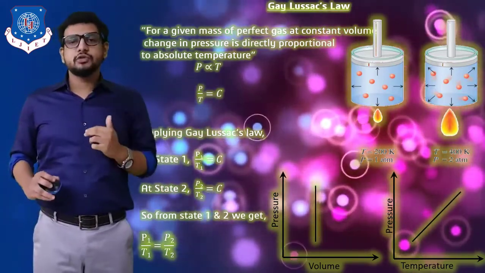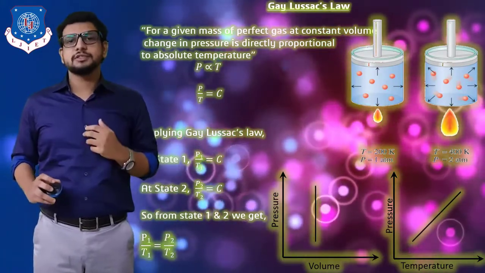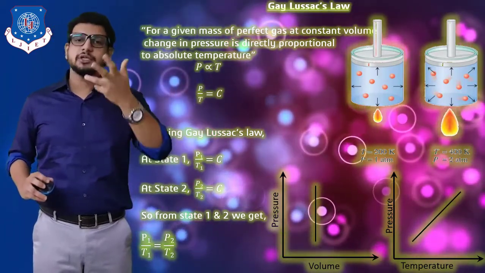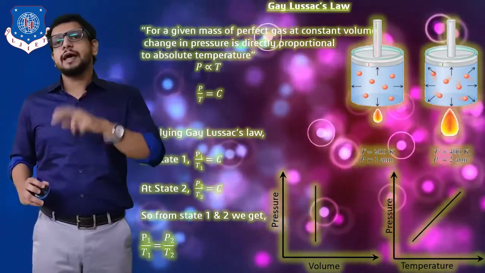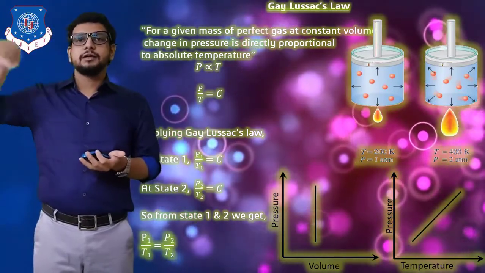And I have similarly shown a pressure versus temperature diagram. As we know, the relationship is linear between pressure and temperature. If pressure is doubled and temperature is also doubled, the PT diagram, pressure versus temperature diagram, will be a linear one represented by this line.